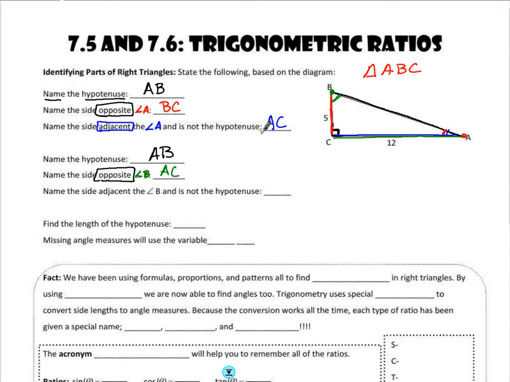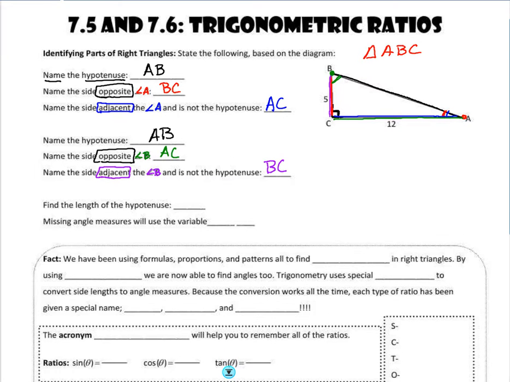So when we looked at angle A and we were looking at adjacent, that was AC. Now the side opposite of B is the same value, AC. And then when I'm looking at the adjacent of B, I'm going to stand at B, and the adjacent side, not the hypotenuse, would be BC, which is interestingly enough the side opposite of angle A.